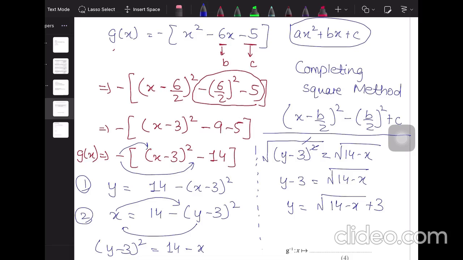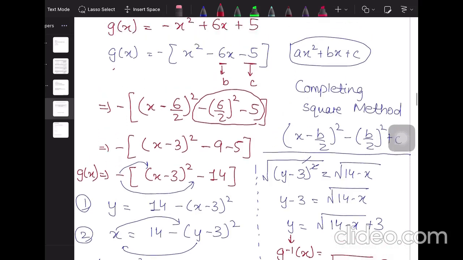So that's the last step. This y means that we have calculated the inverse now. The inverse was of g, so g inverse of x is equal to the square root of 14 minus x, plus 3. That's how the inverse is calculated, and you have got the right answer, and it will award you 4 marks. So I hope the concept is clear.